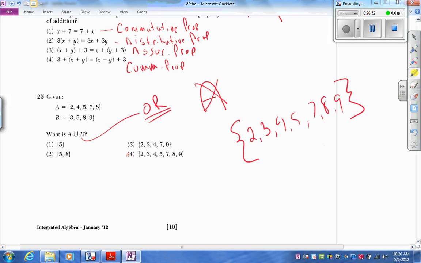2, 3, 4, 5, 7, 8, 9. That would be choice 4. If it had the A and B, that's what they have in common, and the only ones that they have in common are 5 and 8. So in that case, it would be choice 2. But in this problem, it's B, or choice 4.